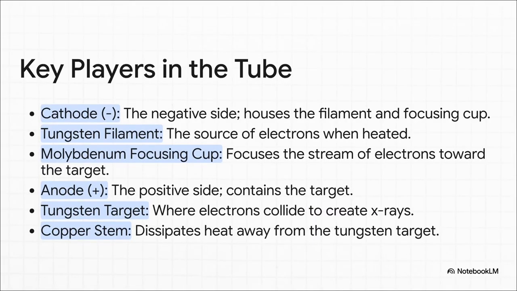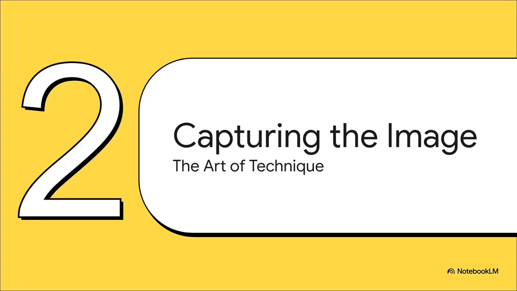And these are the key players that make it all work. It's really a story of opposites attracting. On the negative side, the cathode. You've got the tungsten filament creating the electrons and a special focusing cup to aim them like a lens. They're all fired across to the positive side, the anode, where they smash into the tungsten target. And that simple-looking copper stem, it has one of the most critical jobs of all. It acts like a giant heat sink, pulling away that massive 99% of heat, so the whole machine doesn't just melt down.